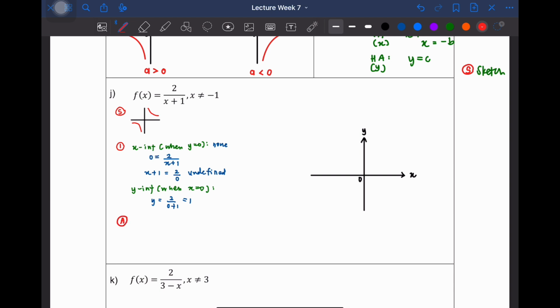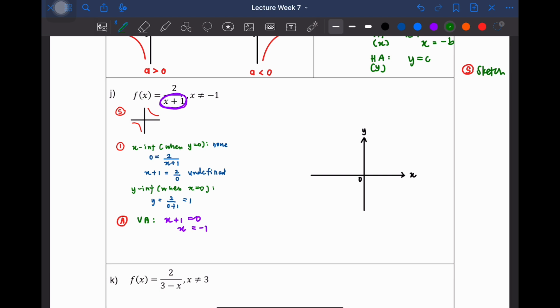Okay, so asymptotes adalah nilai yang graf awak tidak akan langgar. Okay, so untuk the first one adalah for vertical asymptote, VA. So vertical asymptote, ingat balik, so kita hanya perlu ambil sahaja bahagian bawah fraction kita ni. So kita akan buat dia x plus 1 is equal to 0. So terus dapat x is equal to negative 1.